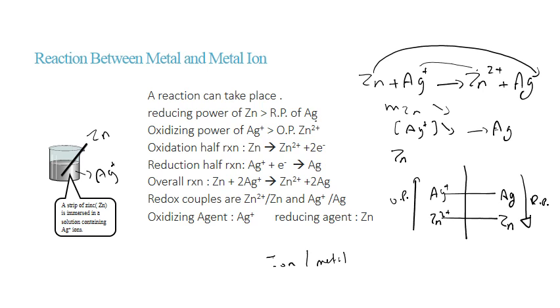In the oxidation half reaction, zinc will become Zn2+ by losing 2 electrons, while Ag+ will become Ag by gaining 1 electron. So the overall equation is the addition of the two equations, but we should take care of the number of electrons. In the first equation, the number of electrons is 2, while here we have 1 electron. So multiply the whole equation by 2, and we add them to get Zn + 2Ag+ giving Zn2+ + 2Ag.